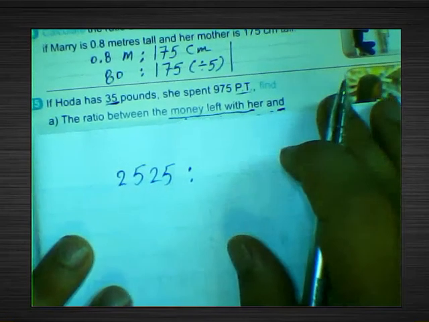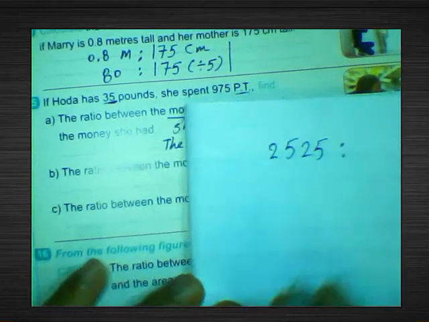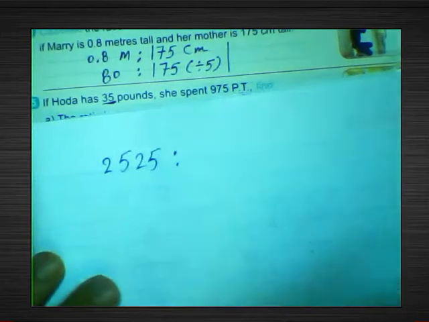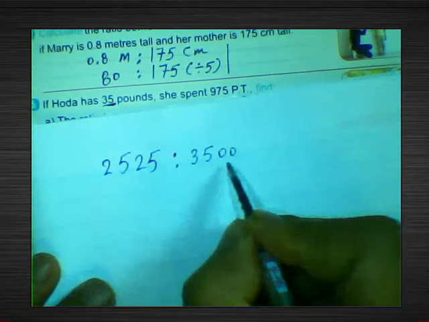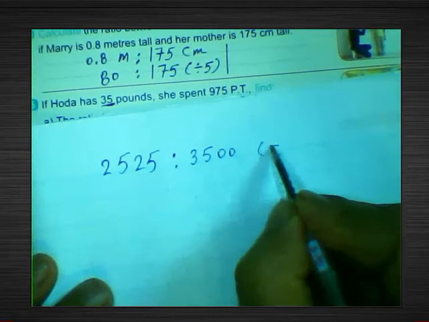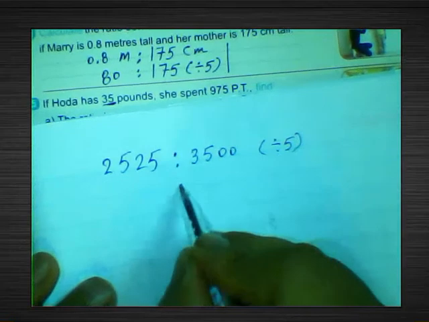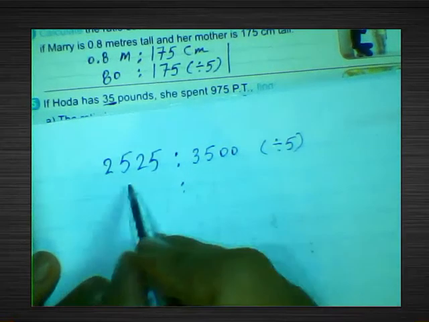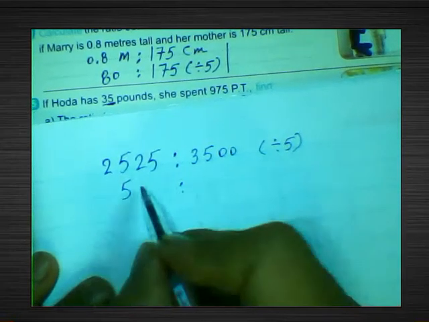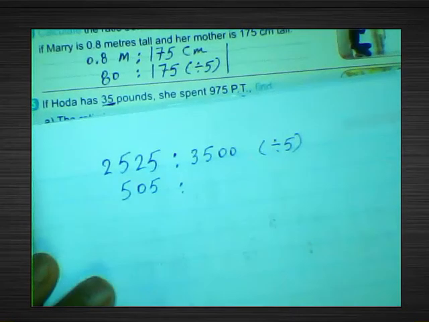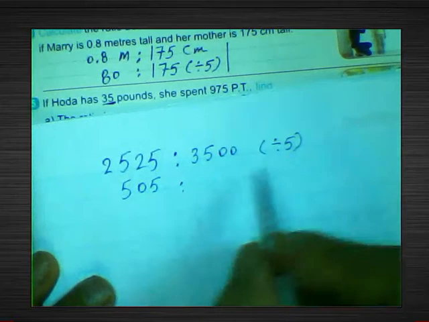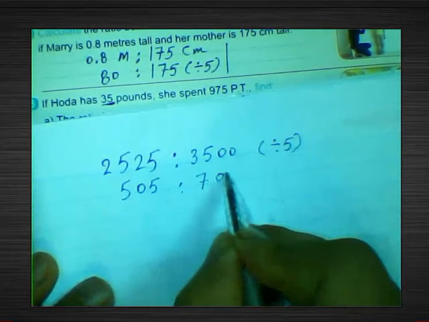And the money she had is 3,500 piastres. We can find the result by dividing by 5. 25 divided by 5 equals 5. 2 divided by 5 equals 0. 25 divided by 5 equals 5. 35 divided by 5 equals 7, and we write double 0 here.